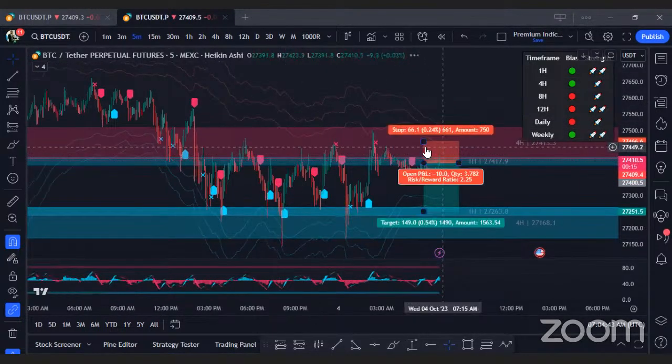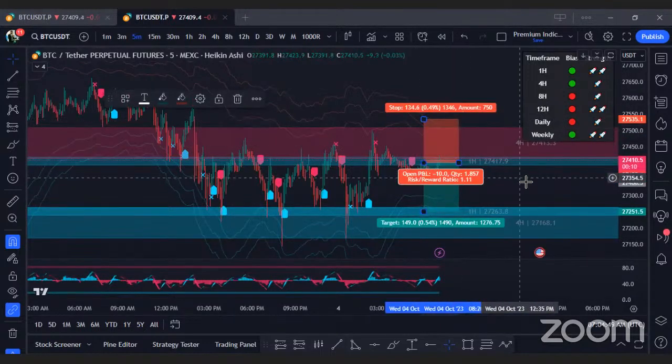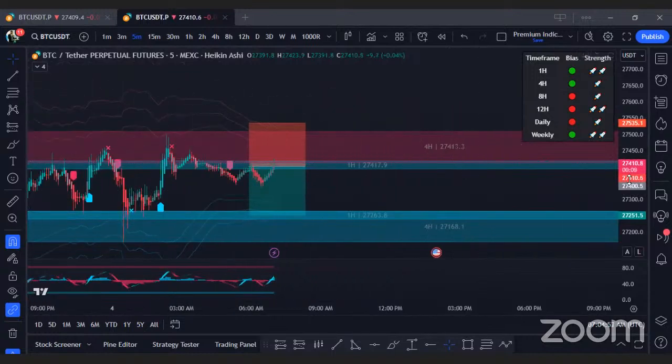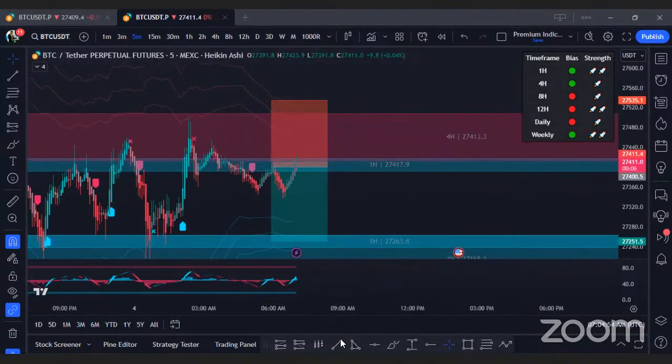And one thing I can do is add to my position. If I extend my stop loss up here, I can have another short setup, like a limit order, at this area here.